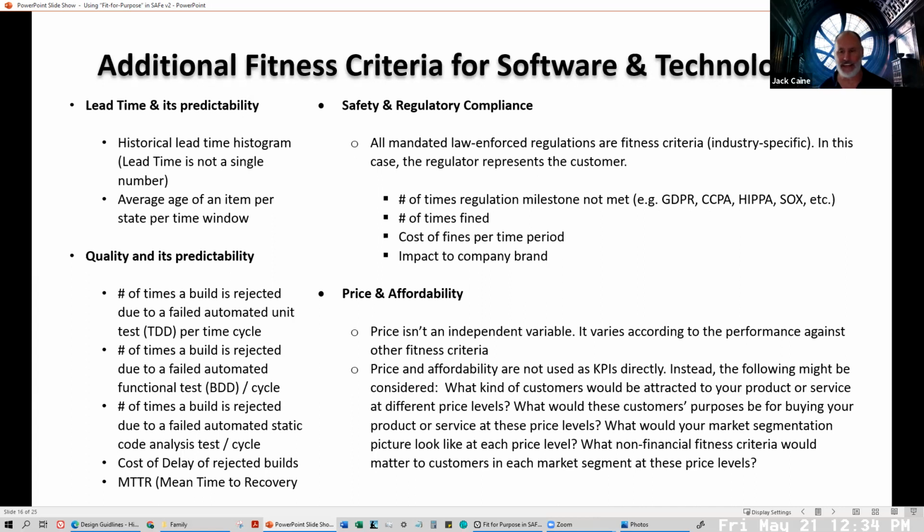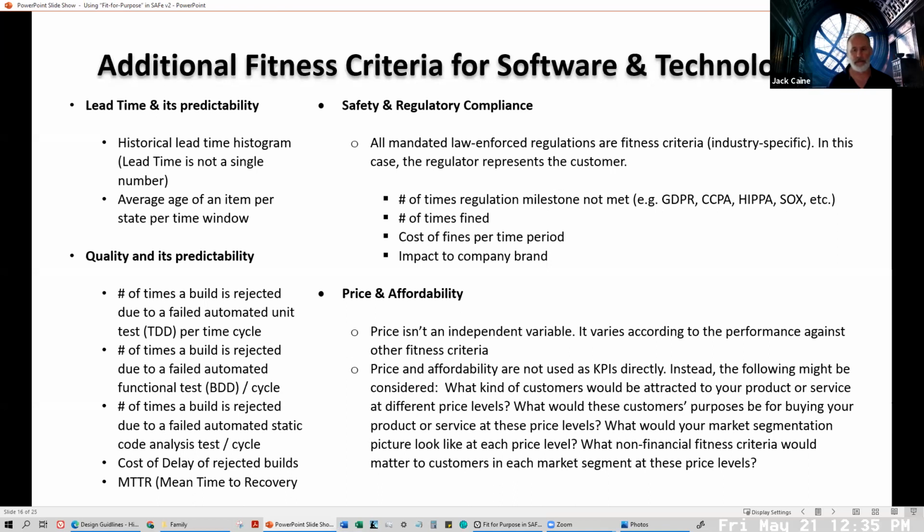Price isn't an independent variable. It varies according to the performance against other fitness criteria. So price and affordability are not used as KPIs directly. Instead, the following might be considered. For example, what kind of customers would be attracted to your product or service at different price levels?